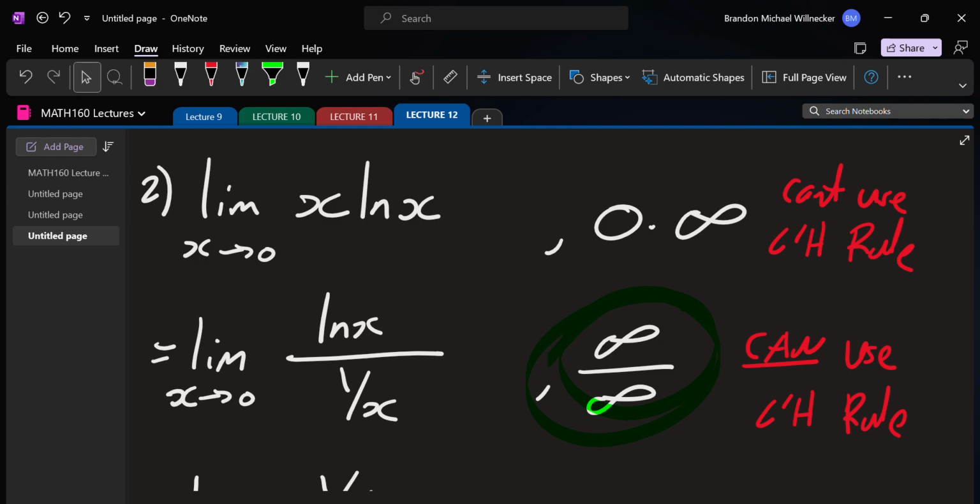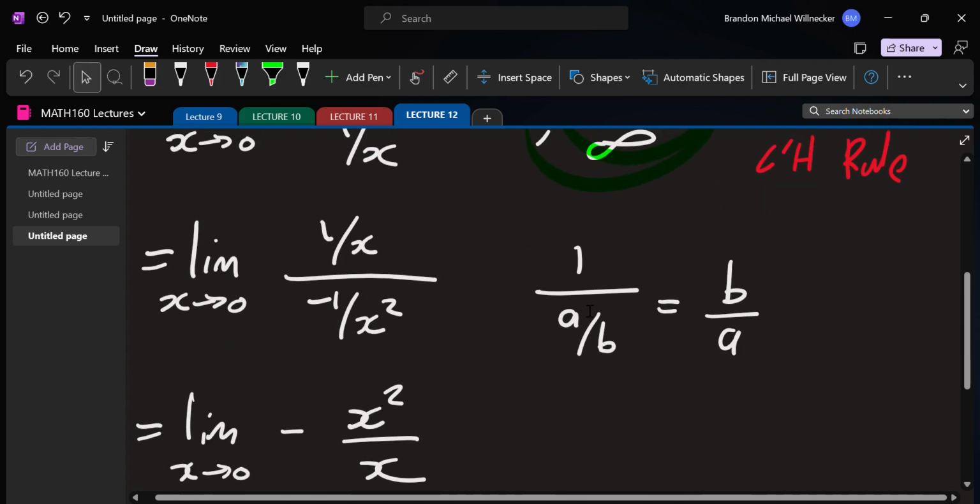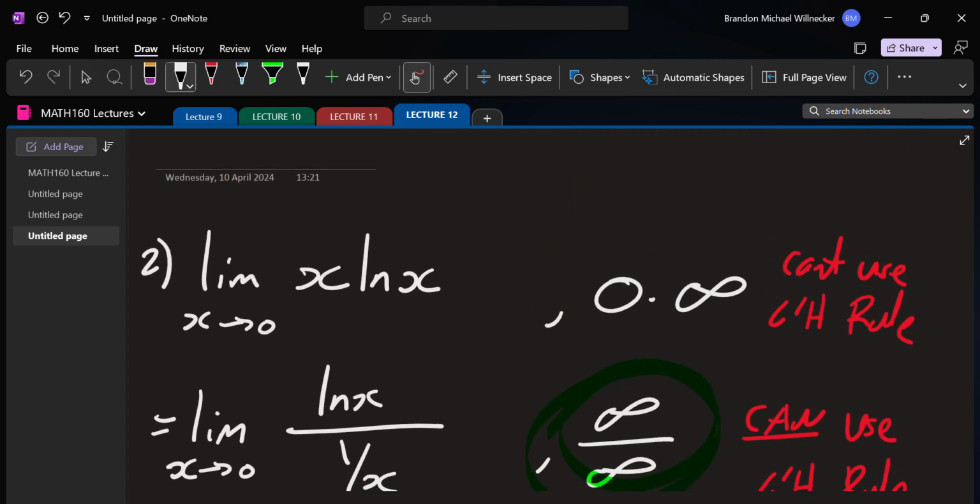Yes. Yeah, so we're taking the x, and instead of multiplying by x, we're dividing by 1 over x. Like multiplying by 2 is the same thing as dividing by a half. So we just took it to the denominator, but it has to be 1 over that. Like this over here. So 1 over a divided by b is b divided by a. You can swap them.